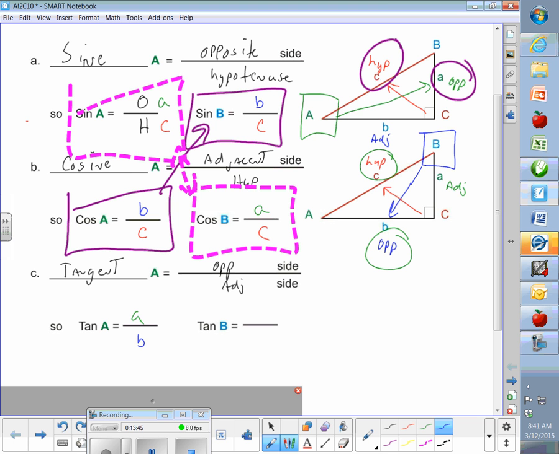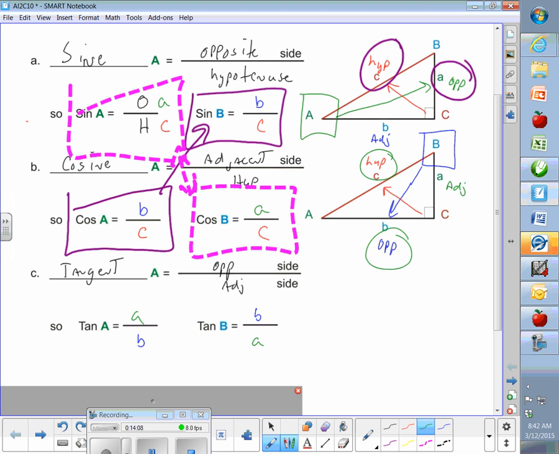And again, you got to keep track of what angle you're dealing with. Now when I'm doing angle B, notice the angle always comes right after the trig function. What's the opposite for angle B? Side B. What's the adjacent for angle B? Side A. And you can see these are inverses.